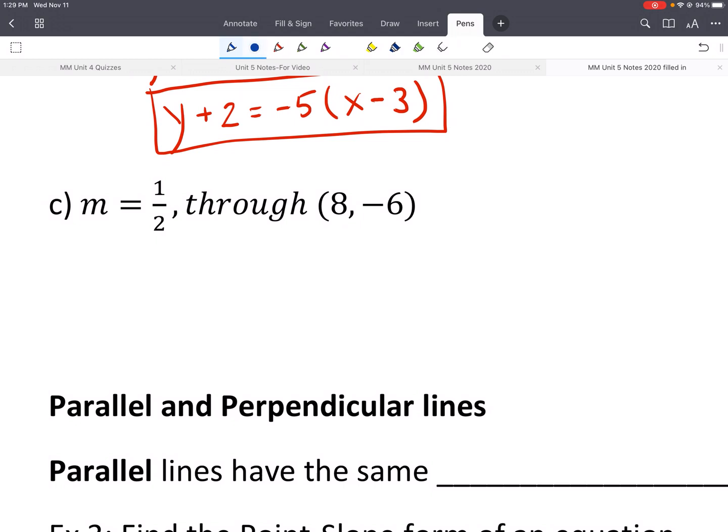So here we'll do y minus y1. Here's our y1, our x1. Make sure you do it in order. This is alphabetically, x goes first, then y. So x comma y. Okay, so we'll do y minus a negative 6, because it's a positive 6, is equal to our slope. And then we'll do x minus x1, which will give us a negative 8.